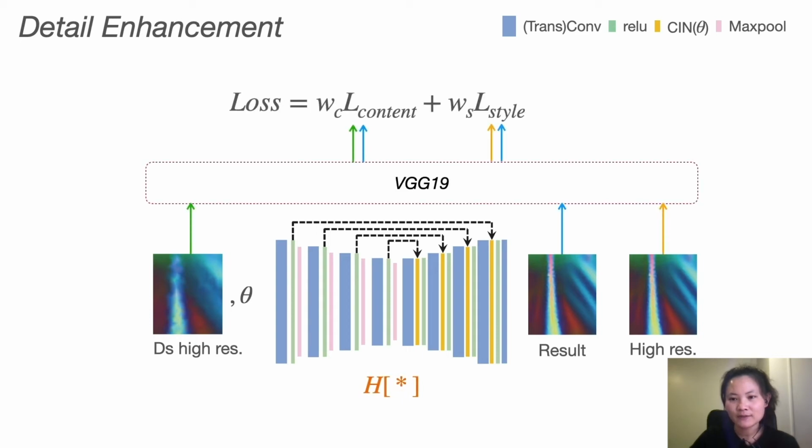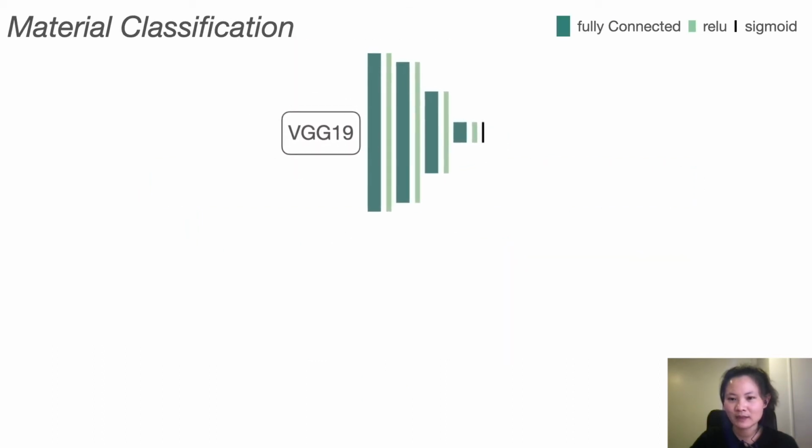With the detail transfer function inspired by the style transfer task as we have introduced before, we employ the content loss and the style loss to optimize the network parameters. In case a material type is unknown, we present a classification network to predict a one-hot vector to indicate the material type. The material classification system is composed of the pre-trained VGG network and 4 fully connected layers.